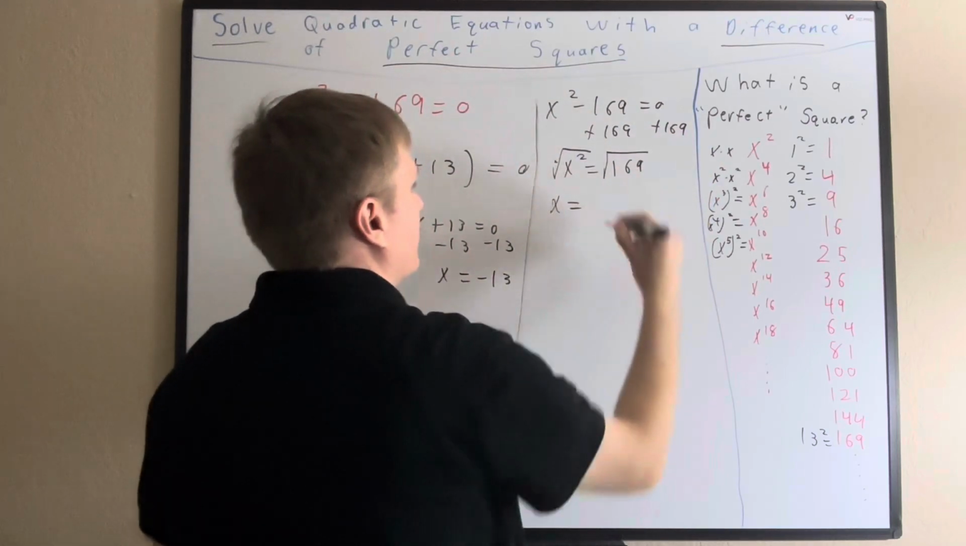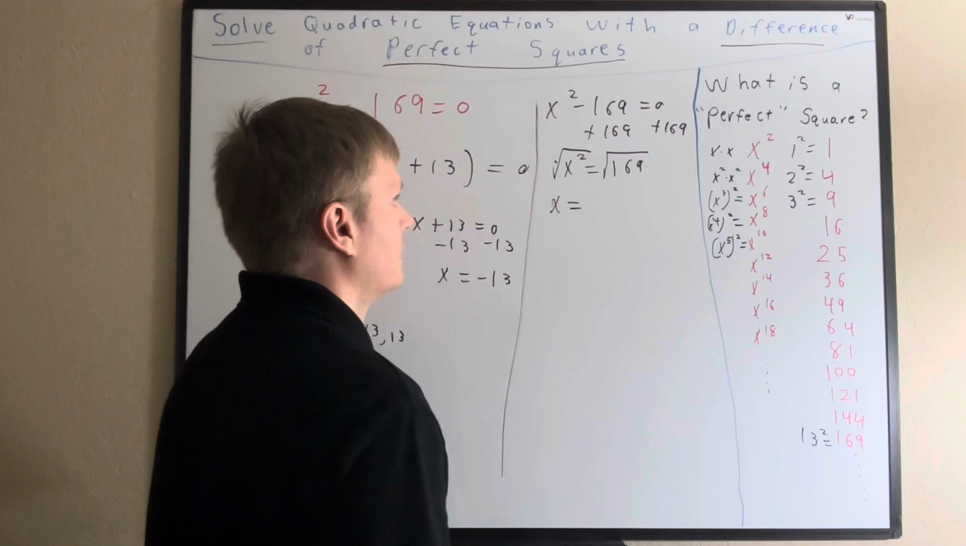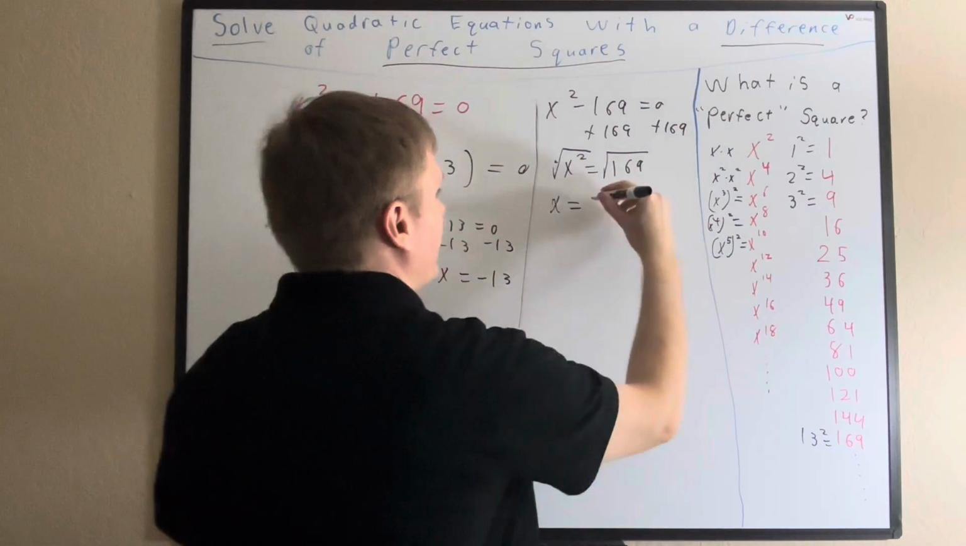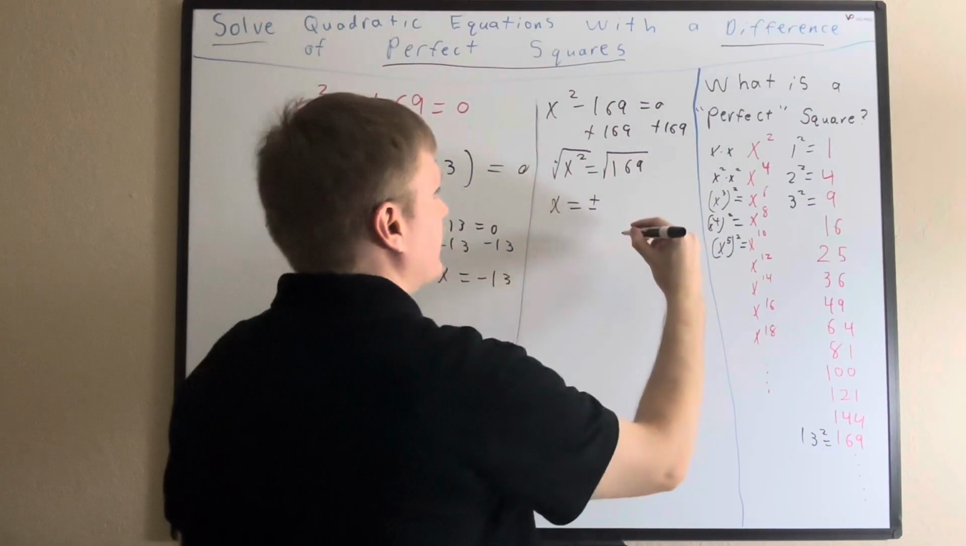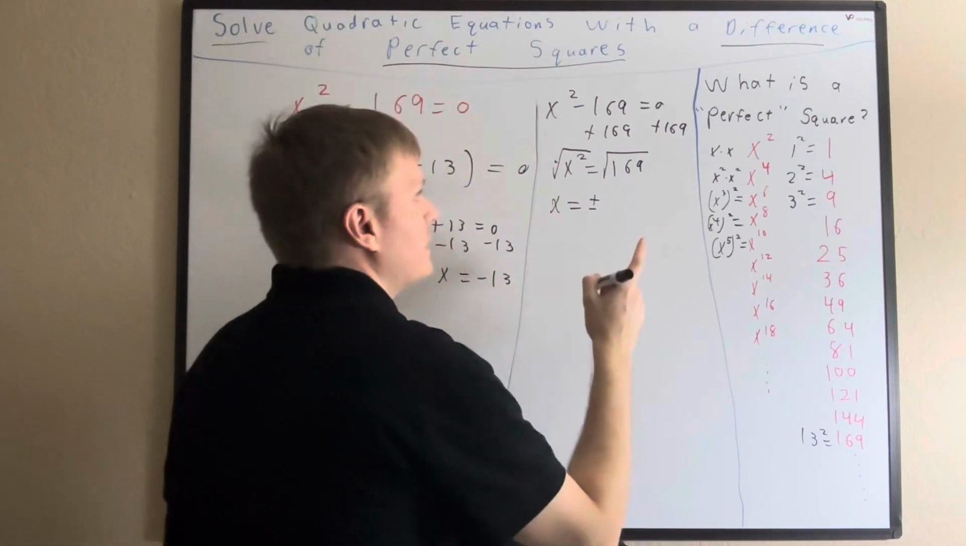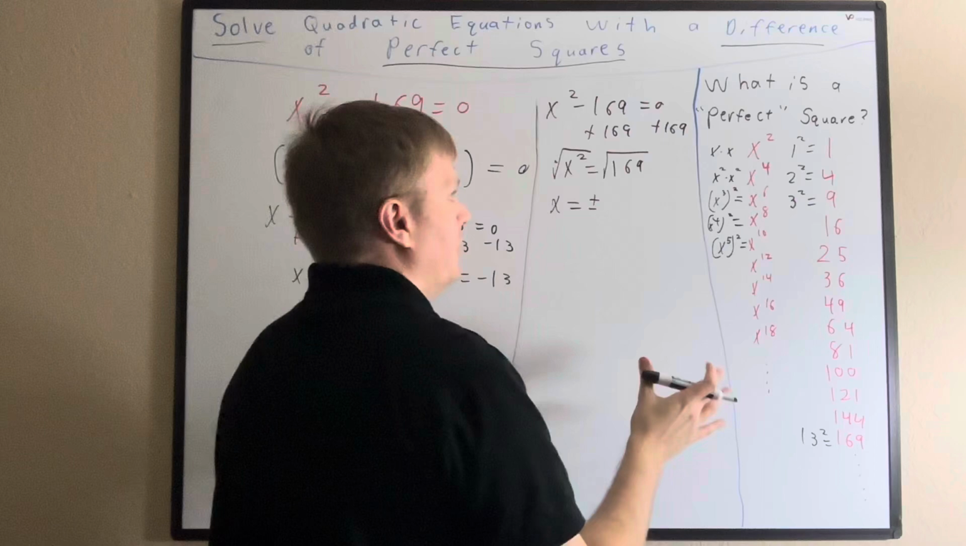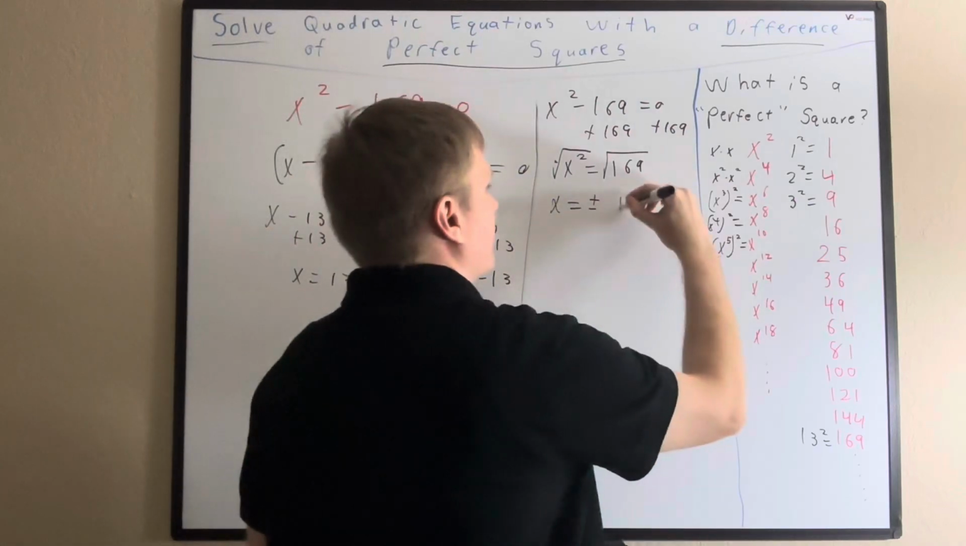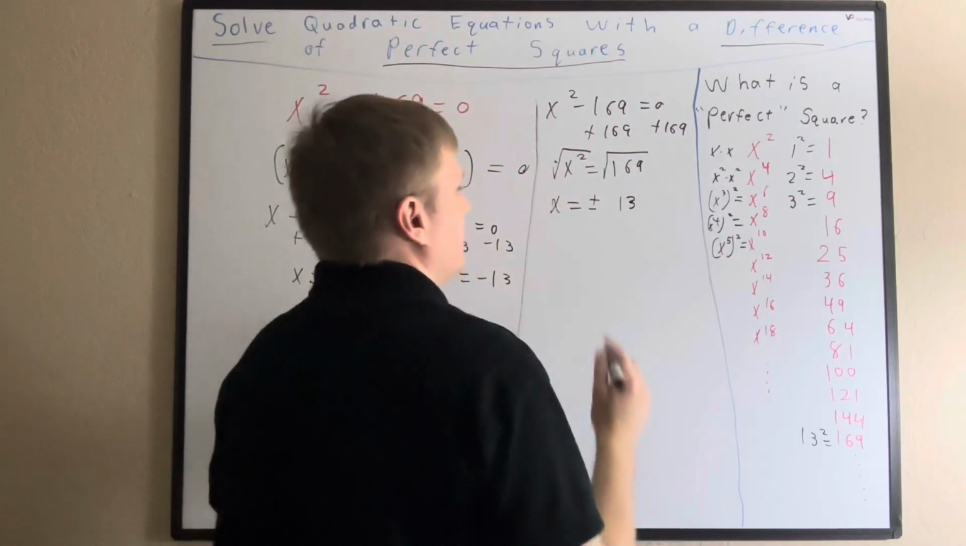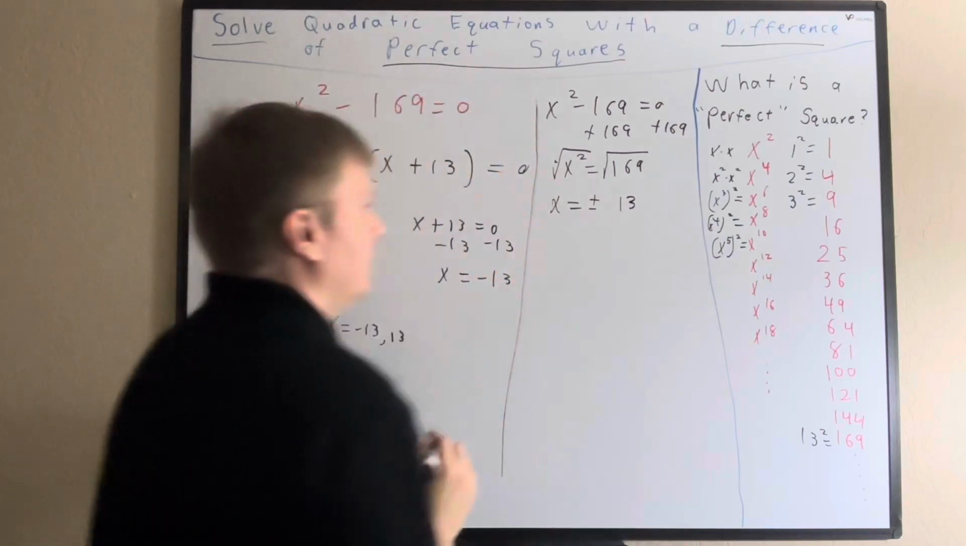And there's a rule when you do this. When you take the square root of both sides, your answer is going to be positive and negative, because you could have a negative number in there that multiplies by itself to get a positive number. So it's x equals positive negative 13. Wait a minute.